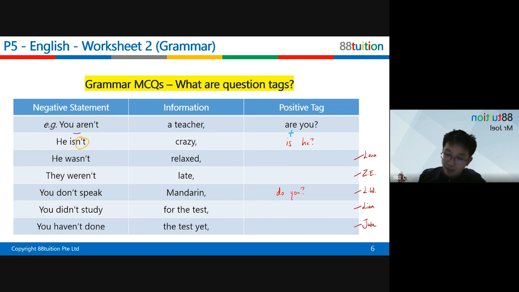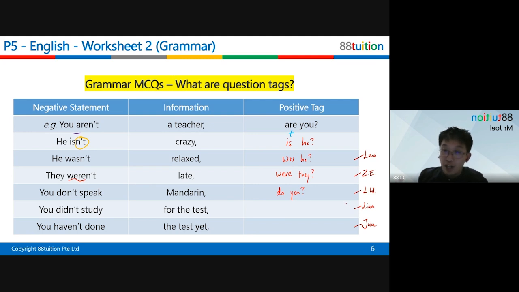So Lavanya is correct. He wasn't relaxed, was he? Good. And then we have the answer coming in from Zuo-en. Zuo-en says, wasn't they? They weren't late. Wasn't they? Now, that's wrong. Zuo-en, you gotta be careful because the original word over here is were. So you have to use were as well, not was. Were is for plural, right? Because they is more than one. So it's supposed to be were they? Yeah, not wasn't they.